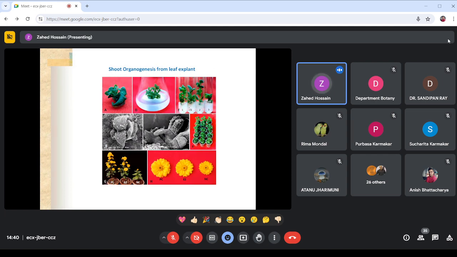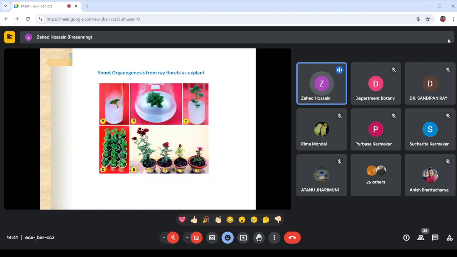Then you can shift them to the rooting media. Here you can find the clear roots that have come up from the shoot buds. Once you get a shoot bud with a root, that means young plantlets, then you can transfer them, but through the hardening stage. Here you can find the hardening stage, and this you can shift to the pot. This is basically a chrysanthemum plant, and these two pictures are from the scanning electron microscope of initial stages of shoot bud formation. These are basically hairs you can find under the scanning electron microscope.